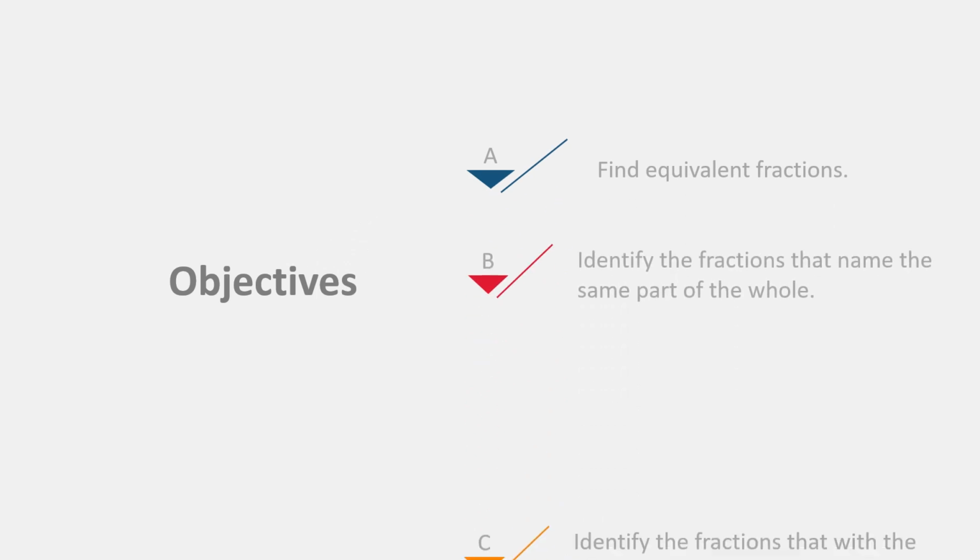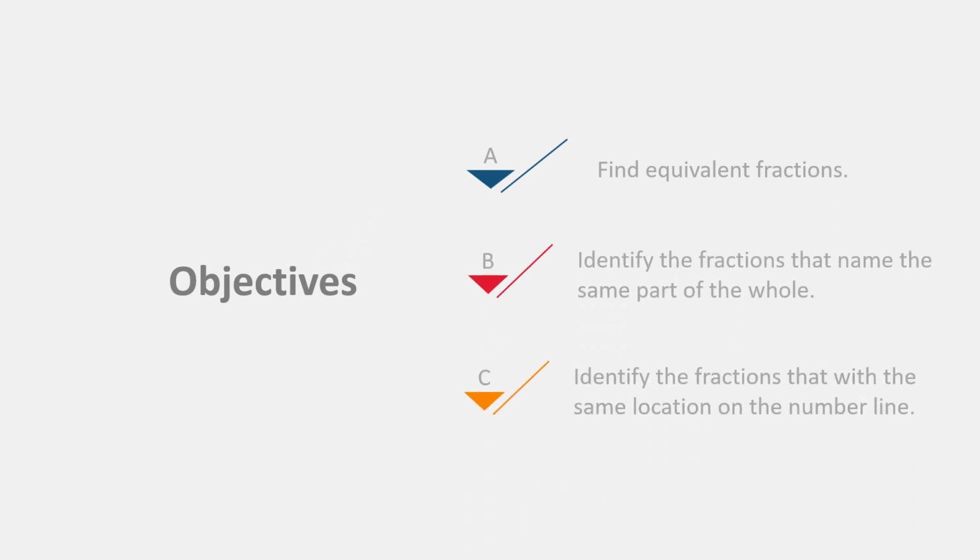So before getting into the lesson, let's have a look at the objectives, our goals, what we are going to learn at the end of today's lesson. So we will be able to find equivalent fractions, identify the fractions that name the same part of the whole, and identify the fractions with the same location on a number line.